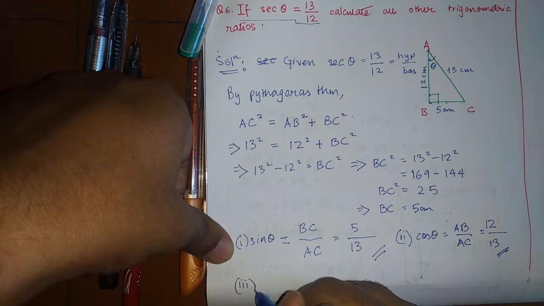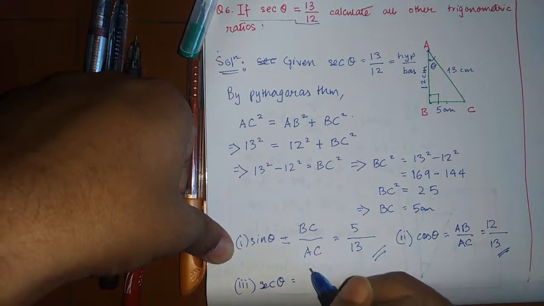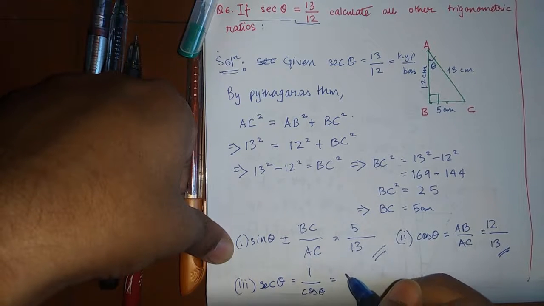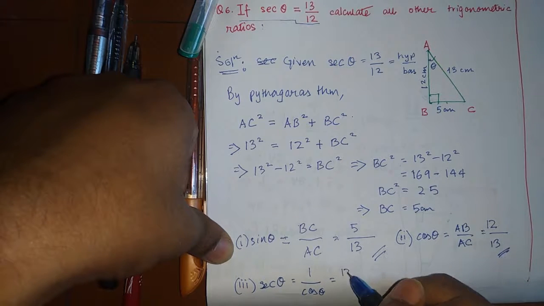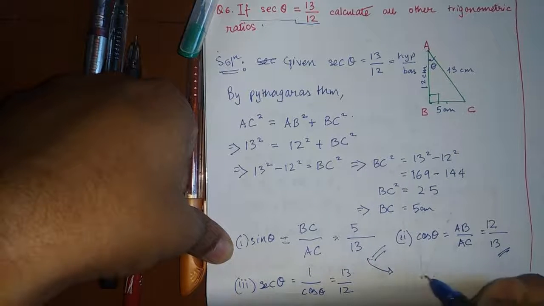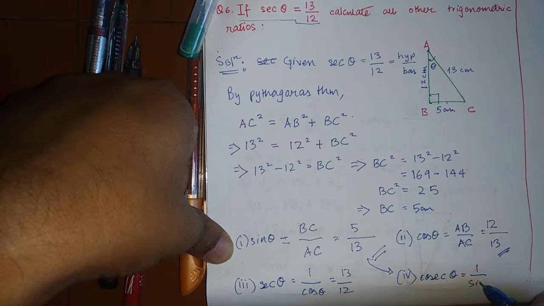Similarly, you can find the value of sec theta, which is reciprocal of cos theta. Always remember that. And cos theta is equal to 12 by 13. So 1 by cos theta will be 13 by 12. Get it? And with the help of sin theta, we can find the value of cosec theta. Cosec theta, which is equal to 1 by sin theta.